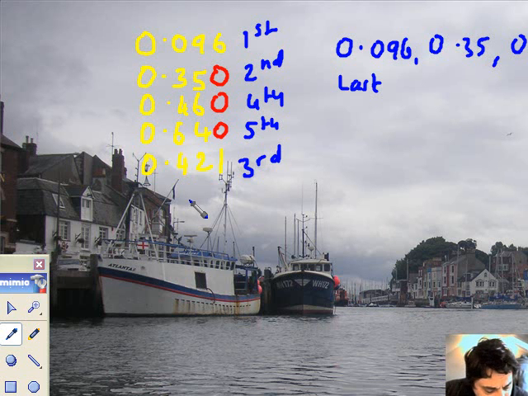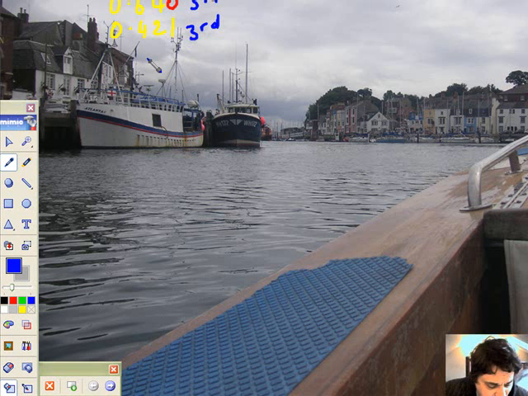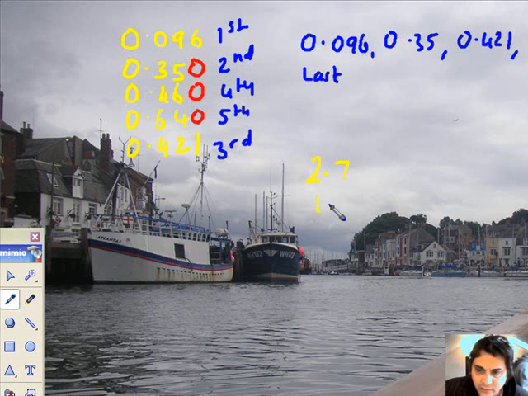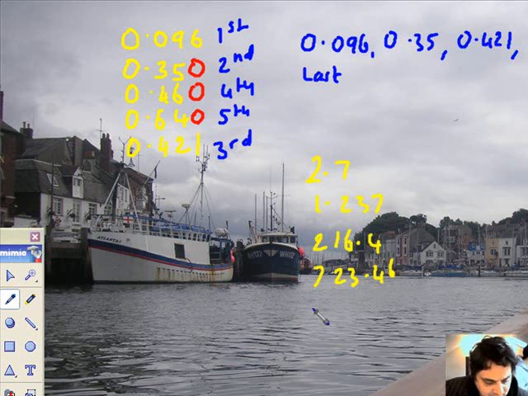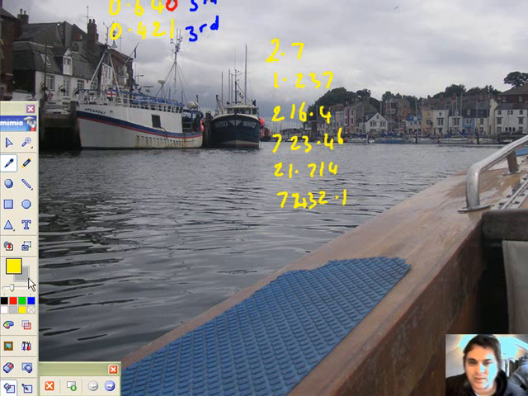Write down the value of the 2 in these numbers. So question 4, still at grade F, playing with place value. So these are the numbers. I've got 2.7. I've got 1.237. I've got 216.4. I've got 723.46. It's getting boring now. 21.714. Let's do the last one, 7432.1. Let's stop. That's good enough.